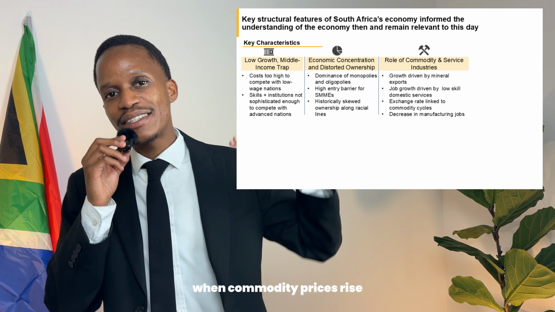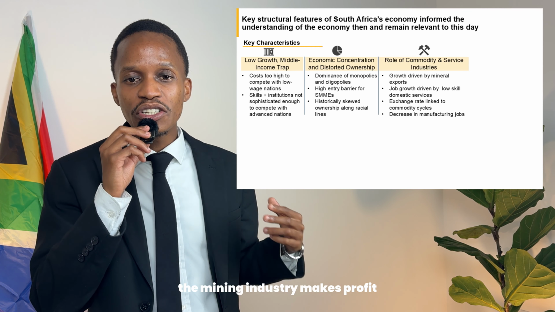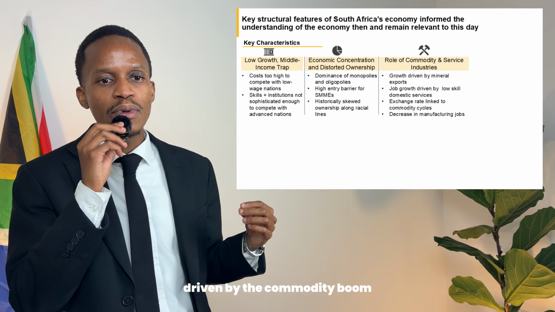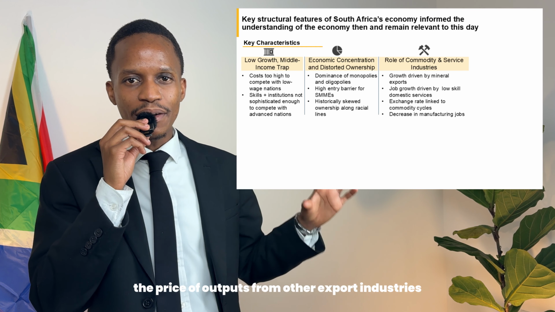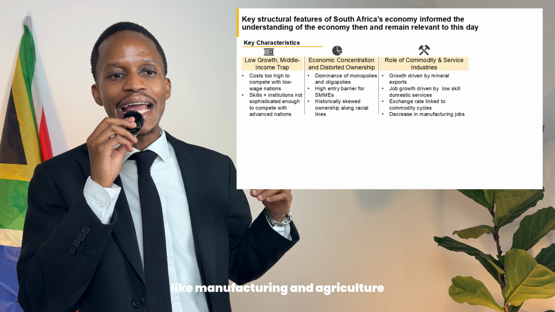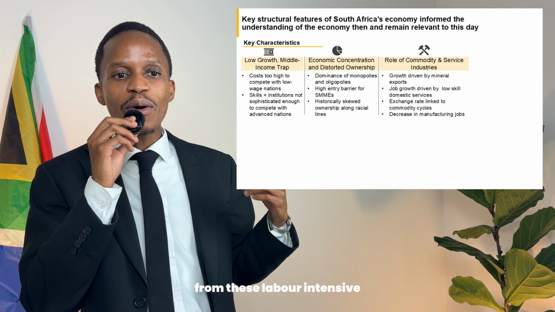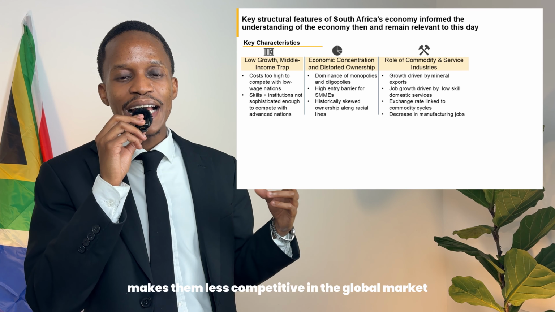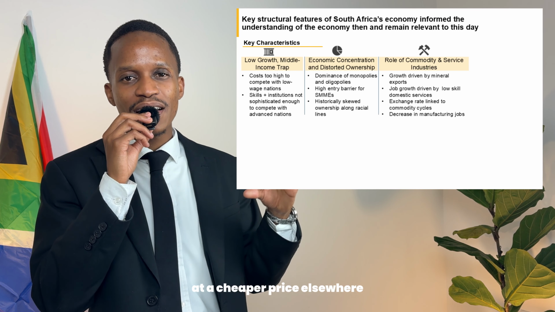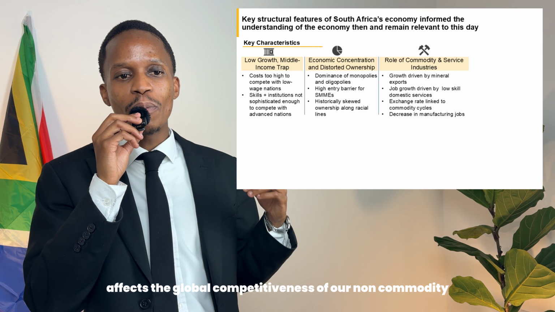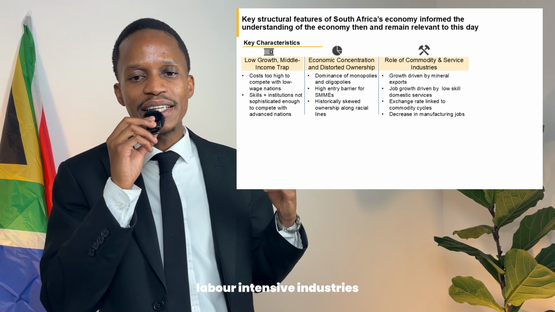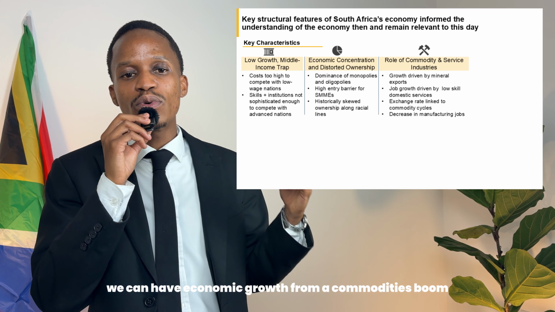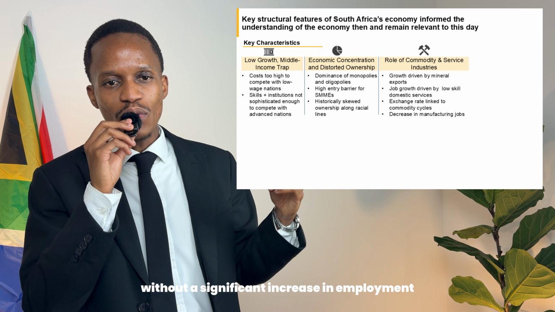Secondly, when commodity prices rise, the mining industry makes profit, GDP increases, and the rand strengthens. The strengthening of the rand, driven by the commodity boom, increases the price of outputs from other export industries like manufacturing and agriculture. An increase in the price of goods from these labor-intensive export industries makes them less competitive in the global market, as global buyers would prefer to buy at a cheaper price elsewhere. This negatively affects the global competitiveness of our non-commodity, labor-intensive industries, leading to them dwindling. So again, we can have economic growth from a commodities boom without a significant increase in employment.